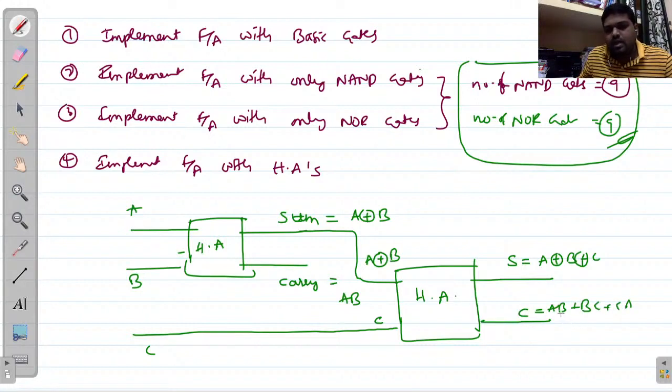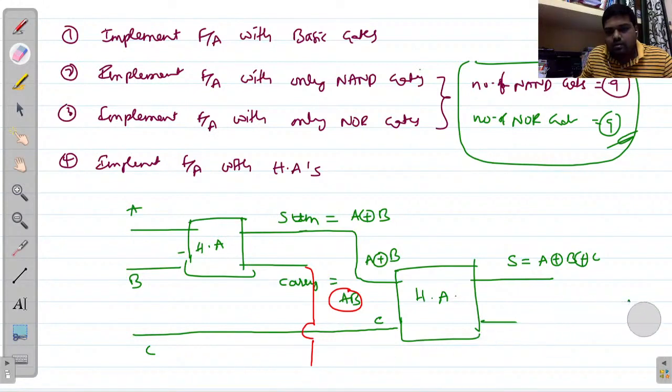For this implementation I require, here I am getting carry AB, right? This is AB. Okay, here I have AB. So this is carry. This carry between these two elements, right? Here we are providing inputs A and B. Finally I am getting carry AB.